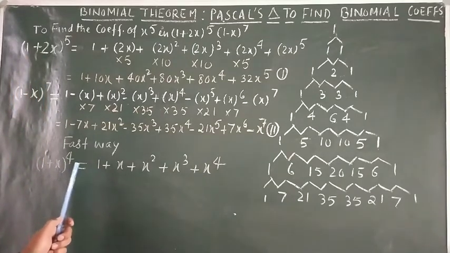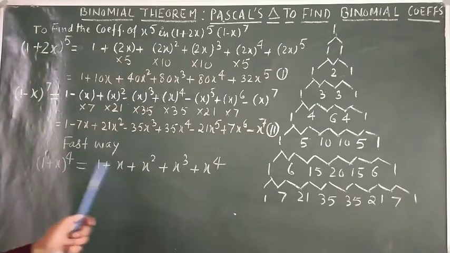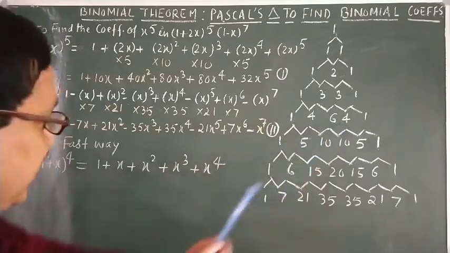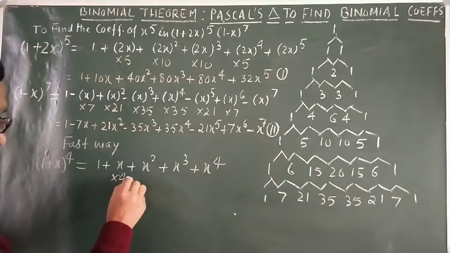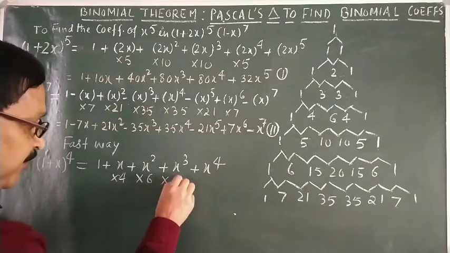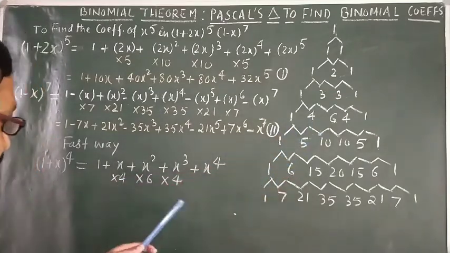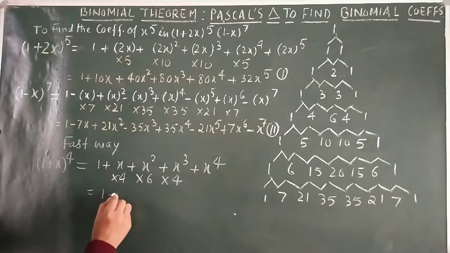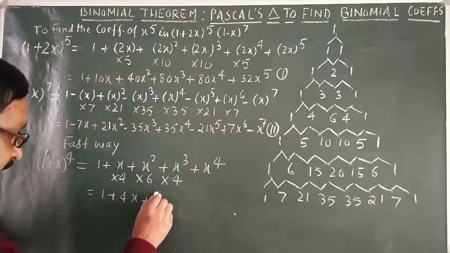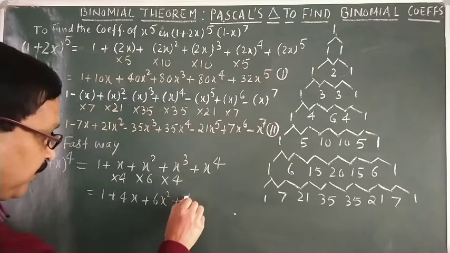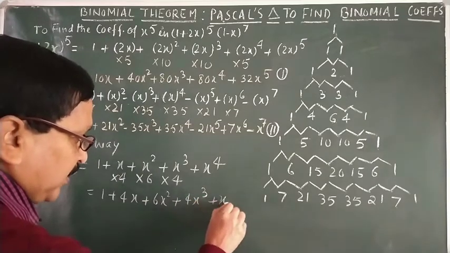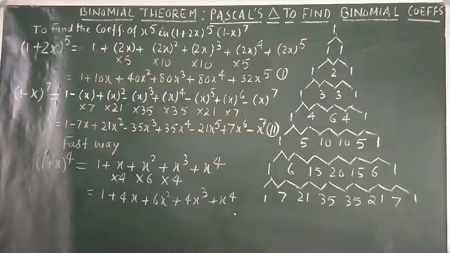After that, set the Pascal triangle for 4. Here multiply with 4, here with 6, here also with 4. 1 is not necessary to be taken. 4 6 4, and our answer is 1 plus 4x plus 6x square plus 4x cube plus x4. Quickly we can write the response.